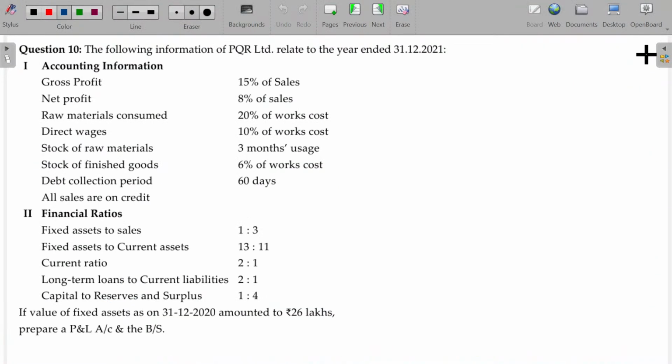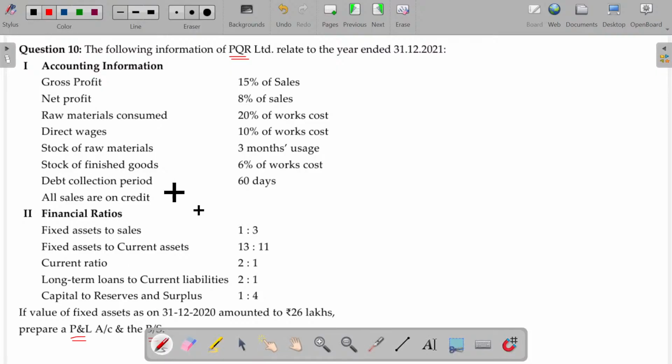Question number 10, one of the comprehensive illustrations. From question number 10 of PQR Limited, you have to prepare the P&L account as well as the balance sheet, both. Let's now try to solve this.